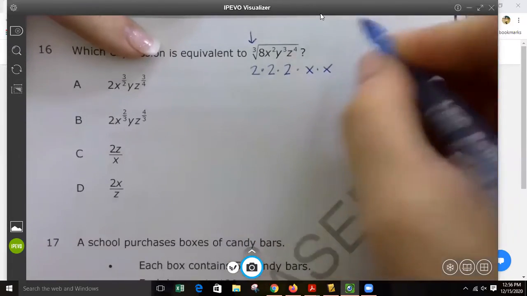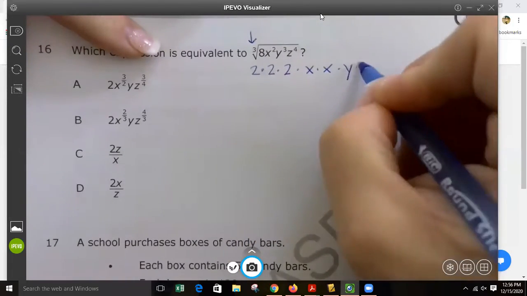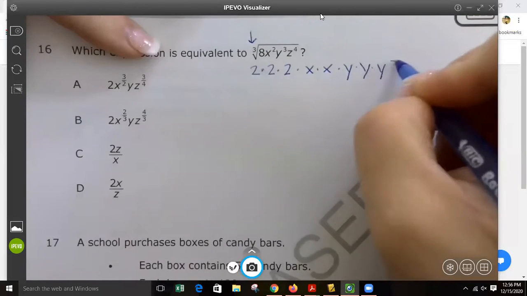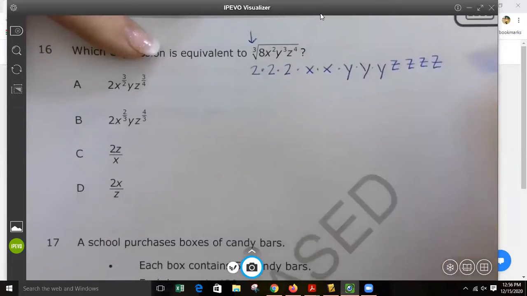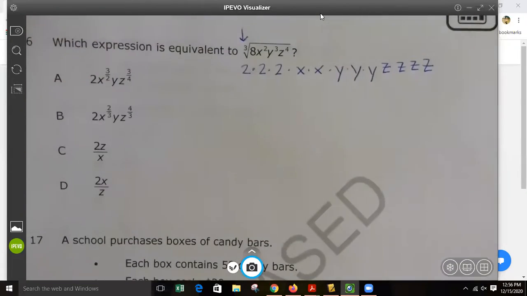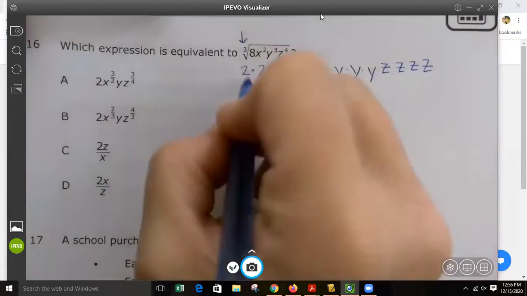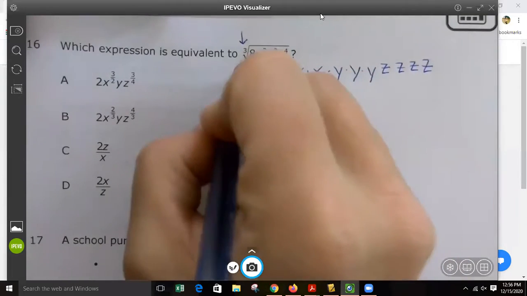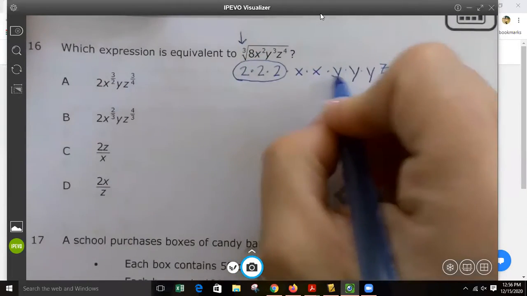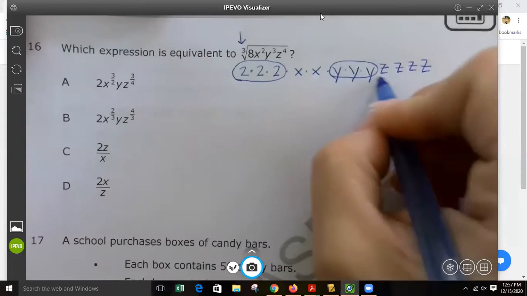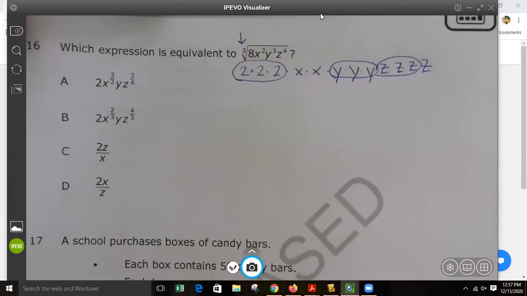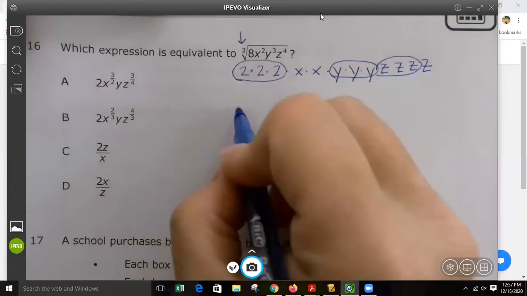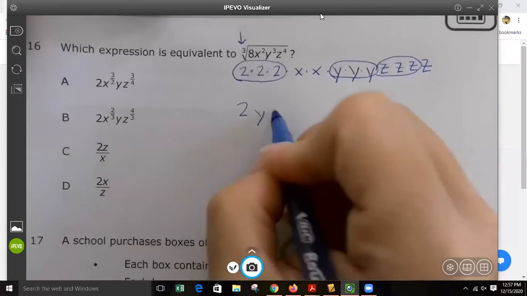We have 2 x's, 3 y's, and 4 z's. We're looking for sets of 3. So there's a set of 2's. There's a set of y's. And there's a set of z's. So those will come outside. A 2, a y, and a z.